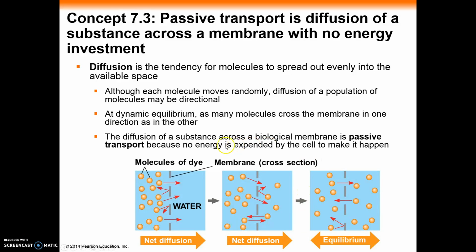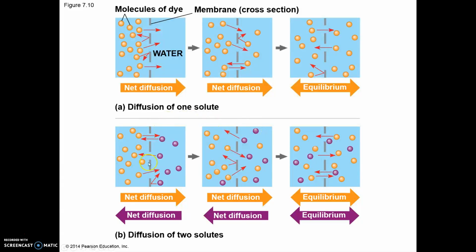Now, this idea, when you use diffusion to move a substance across a biological membrane, we refer to this as passive transport because you don't need any energy to make this happen. Okay, let's take a look at when you have more than one solute.